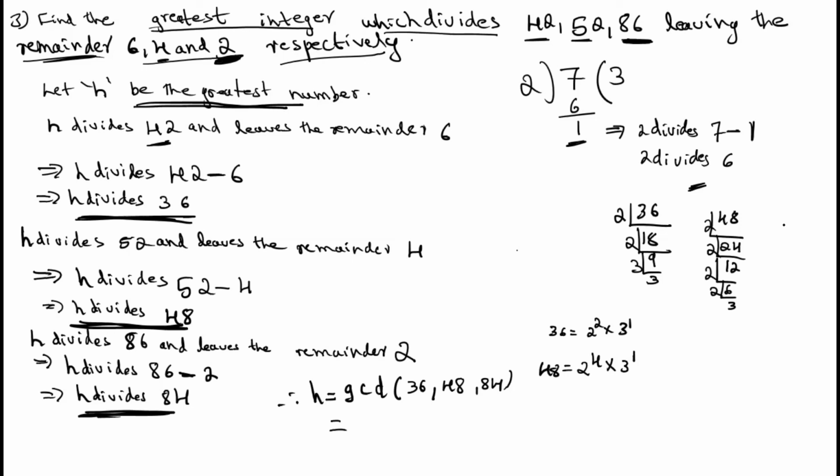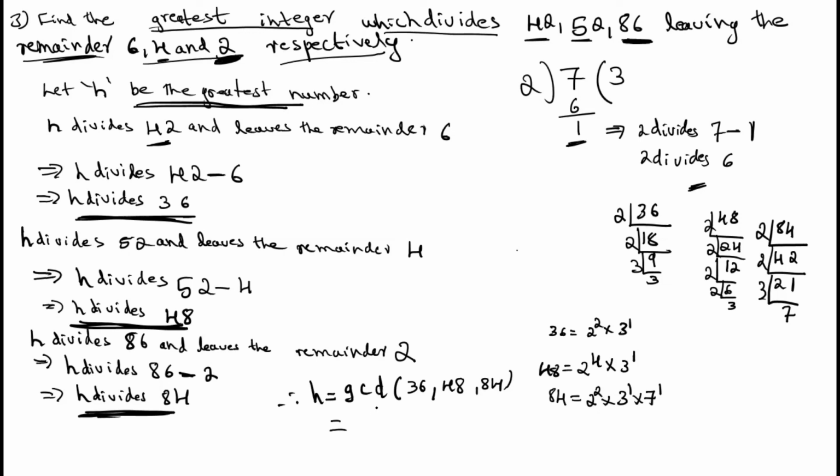Next number, that is 84. Again write the prime factorization of 84. 2 42s are 84, 2 21s are 42, then 3 7s are 21. So 84 is equal to 2 to the power 2 into 3 to the power 1 into 7 to the power 1. What's the meaning of GCD or HCF?